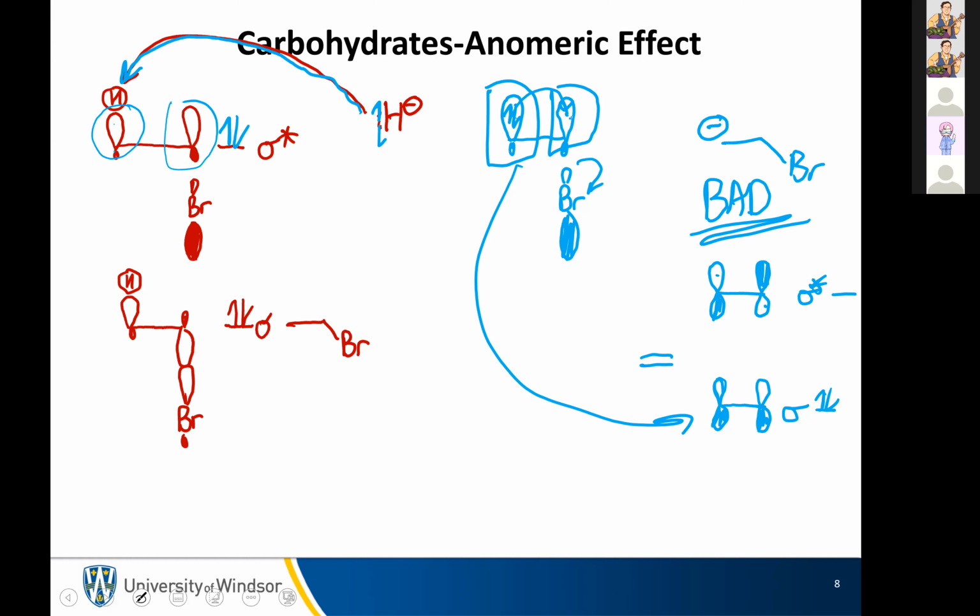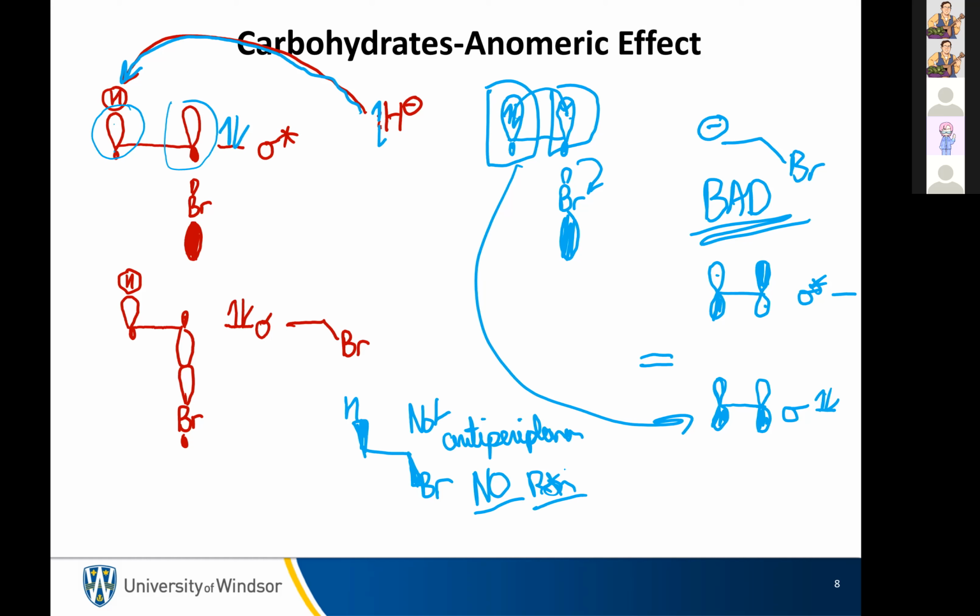So if the hydrogen is making this not anti-periplanar, no reaction. If the hydrogen is not directly opposite the bromine, you can't get the reaction to go, because the electrons have got nowhere to go. The electrons are trying to interact with an orbital and they're not lined up, so they can't go there, and it's really frustrating.